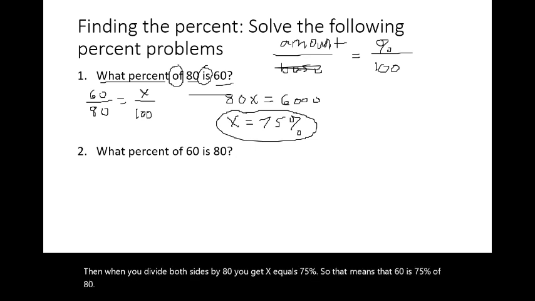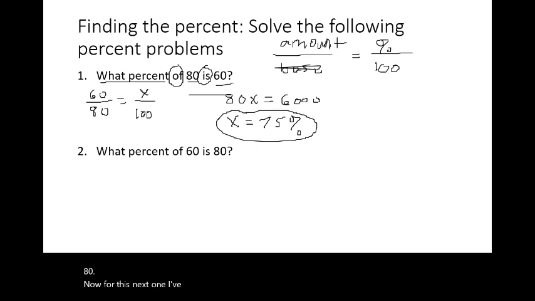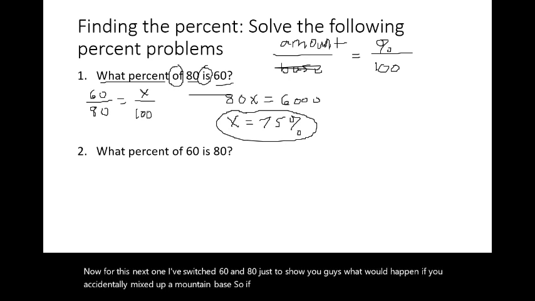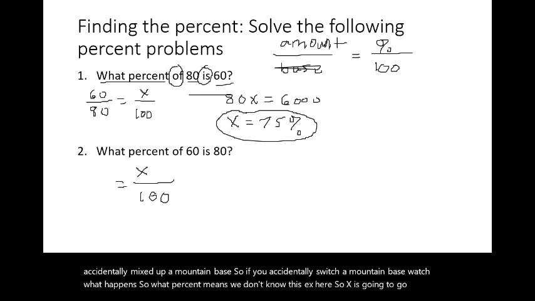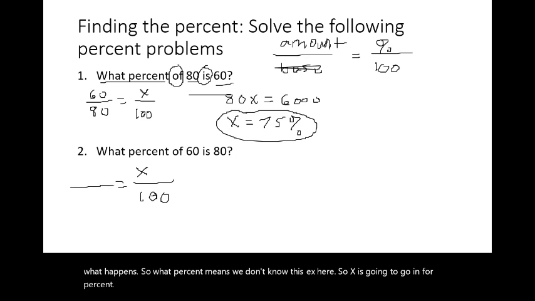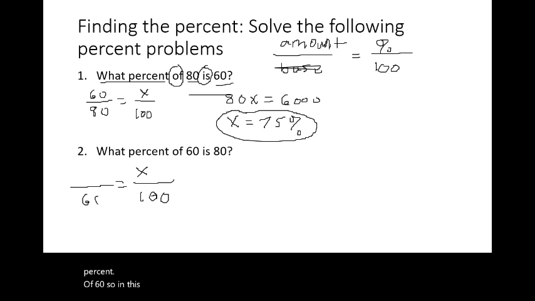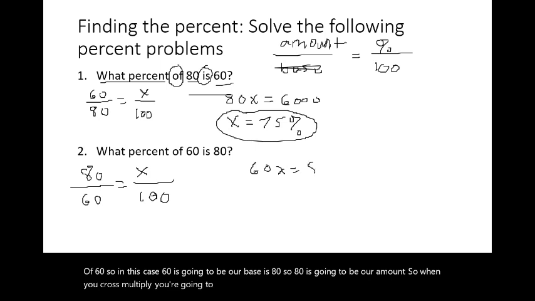Now for this next one, I've switched 60 and 80 just to show you what would happen if you accidentally mixed up amount and base. So if you accidentally switch amount and base, watch what happens. What percent means we don't know this x here, so x is going to go in for percent. Of 60, so in this case, 60 is going to be our base, is 80, so 80 is going to be our amount. So when you cross multiply, you're going to get 60x equals 8,000.